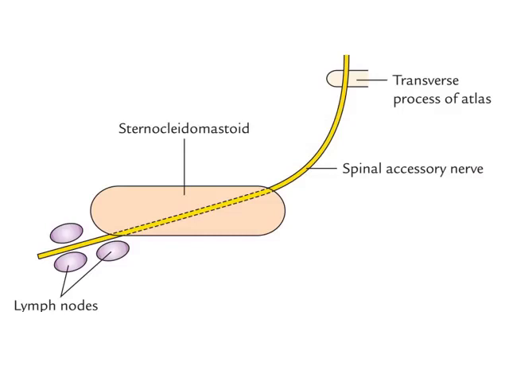This is the transverse process of the atlas. This is the course of the spinal accessory nerve. Here it crosses just below the sternomastoid, and this is the middle of the posterior border of the sternomastoid, where it starts entering the posterior triangle in close relation with the upper deep cervical lymph nodes.